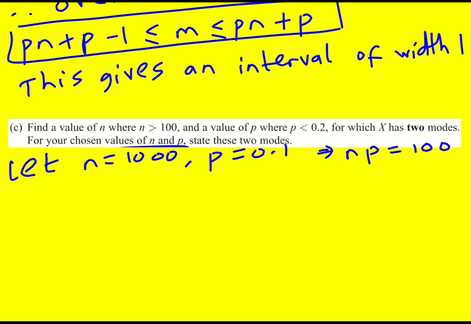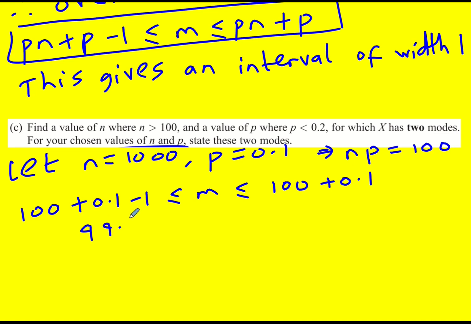And I'm going to get, substituting now into my formula from above, 100 plus 0.1 minus 1 is less than or equal to m, which is less than or equal to 100 plus 0.1. Now you can see actually this isn't going to work because I said we needed a whole number, but let's just roll with it. I'm going to get 99.1 is less than or equal to m, which is less than or equal to 100.1.